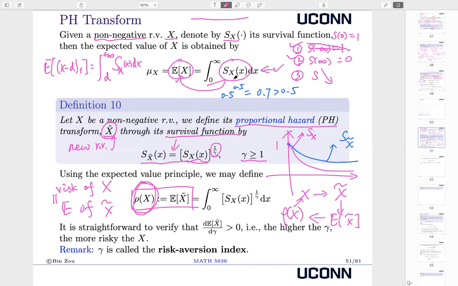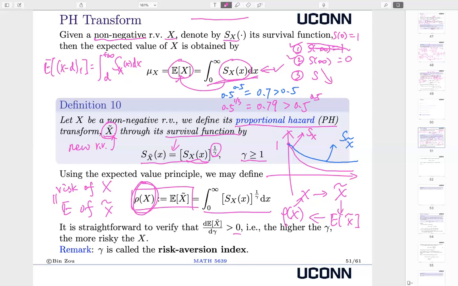And then we apply this definition again. We can write down what would be my risk measure. It's straightforward to verify that this is greater than 0. So the higher the gamma, the more risky the x. Let's say gamma is 1 over 3. Let me use my calculator to see what the value is. 1 divided by 3, so I get 0.79. So this is bigger than 0.5.